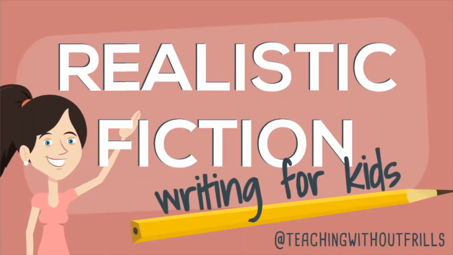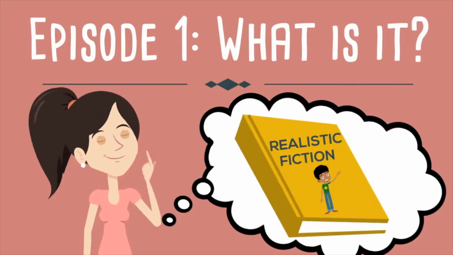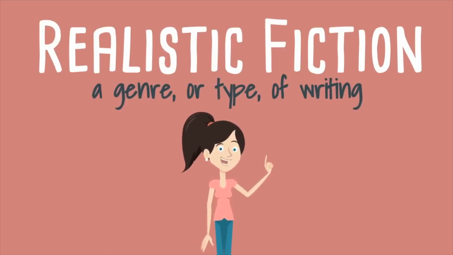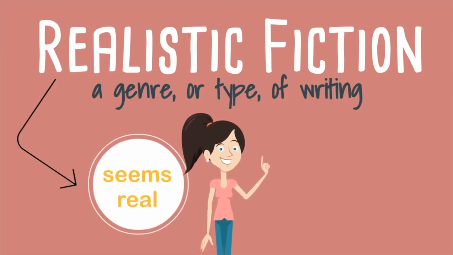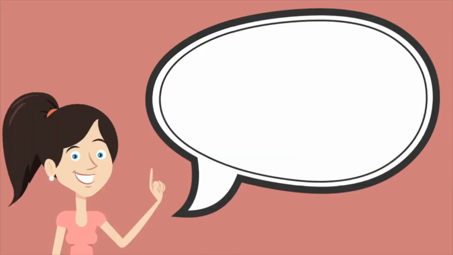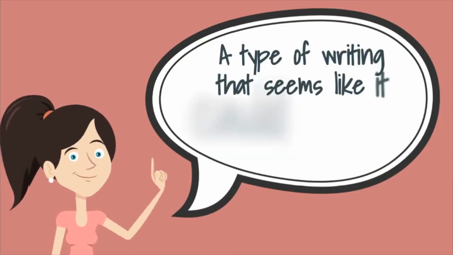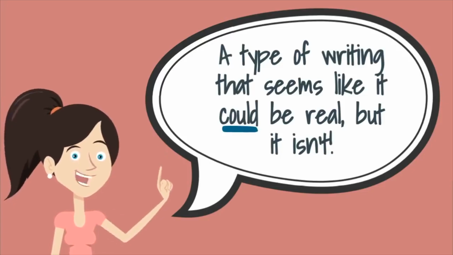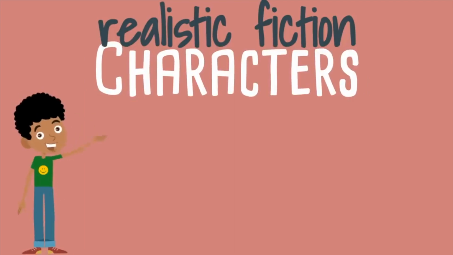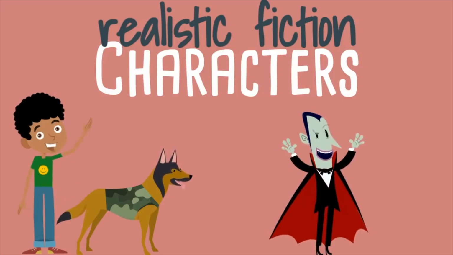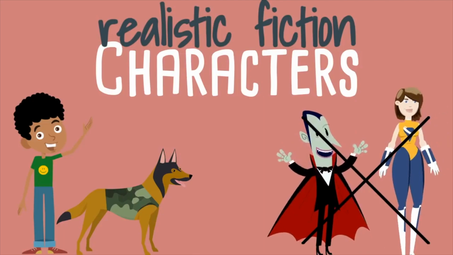Realistic Fiction Writing for Kids. Episode 1. What is it? Realistic fiction is a genre or type of writing. Realistic means that something seems real. Fiction means stories that are not real. So realistic fiction is a type of writing that seems like it could be real, but it isn't. The things that happen in the story could really happen though. In realistic fiction stories, the characters seem like they could be real people or animals, but they usually aren't. That means no vampires or superheroes, just regular people.